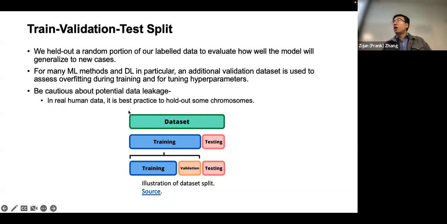And just a word of caution, right? When you do this train, validation, test split, you should always be looking out for potential data leakage. In real data sets, we typically will hold out an entire one or two chromosomes to ensure that there is no overlap between our training, validation, and testing data sets. But in our specific case, we're actually working on simulated data, so we don't need to worry about that right now.